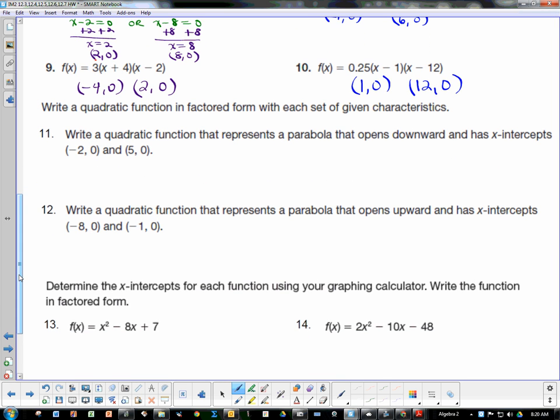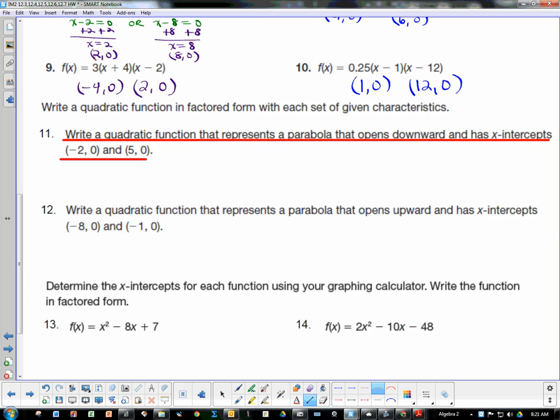Number 11. It says, write a quadratic function in factored form with each set of given characteristics. Okay, very crucial. Here we go. Write a quadratic function that represents a parabola that opens downward. If you know it's going to open downward right here, then you know what sign is in front of the squared term. It's going to be a negative out front. And it has x-intercepts of (-2, 0) and (5, 0).